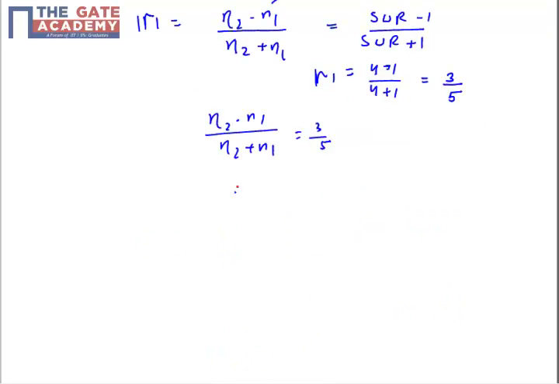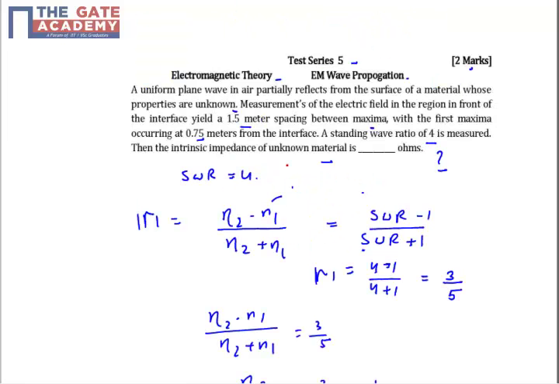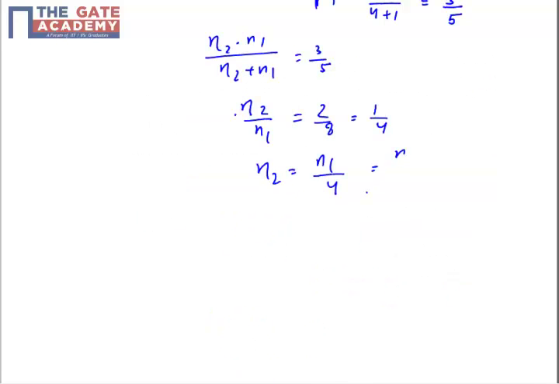So solve the expression and you will get η2 by η1 equal to 2 by 8, which is 1 by 4. So you will have η2 equal to η1 by 4. η1 is the intrinsic impedance of the air, right? Because the first medium is air, you know that η1 is nothing but η0, which is 120π, upon 4.